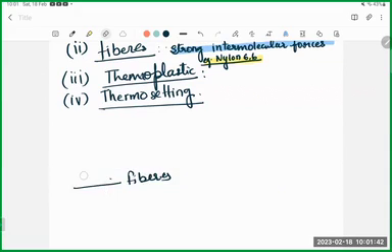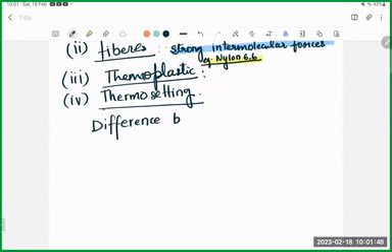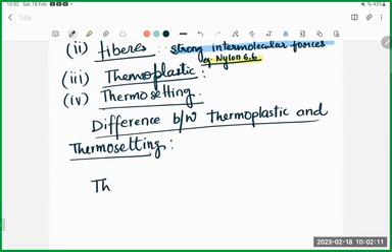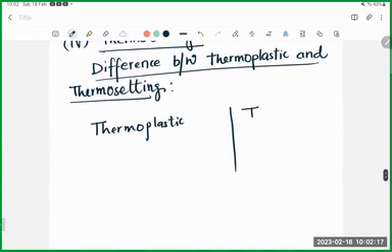So let us see the difference between thermoplastic and thermosetting. I will write the heading over here, and we'll see the examples under this. First, we go with the thermoplastic, then thermosetting. So for thermoplastics, I said the intermolecular forces.